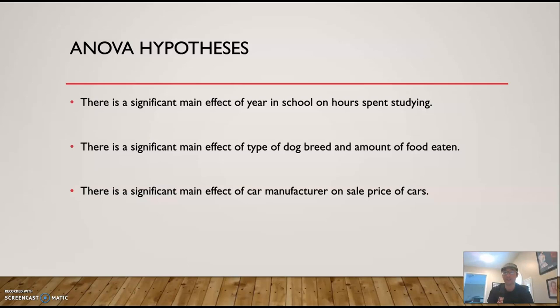And there's a significant main effect of car manufacturer on sale price of cars. So you might go to a Honda dealership and expect to be able to buy a new car for less than $25,000. I don't know, it's been a while since I bought a car. But you probably wouldn't go to a Mercedes-Benz dealership and expect to buy a brand new car for less than $25,000. What we're seeing here is a significant main effect. Basically, the type of manufacturer has a significant effect on how much you're expected to pay.